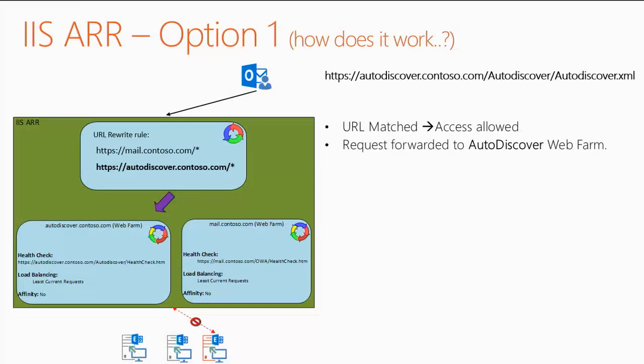And the auto-discover web farm in the background is continuously using that health check URL that you've given it, and it knows the state of the CAS servers. It knows whether CAS 1, CAS 2, or CAS 3 is up or down. And in this case, I've just marked CAS 3 as down, red in color. So once the traffic comes in, it automatically distributes it to either CAS 1 or CAS 2.